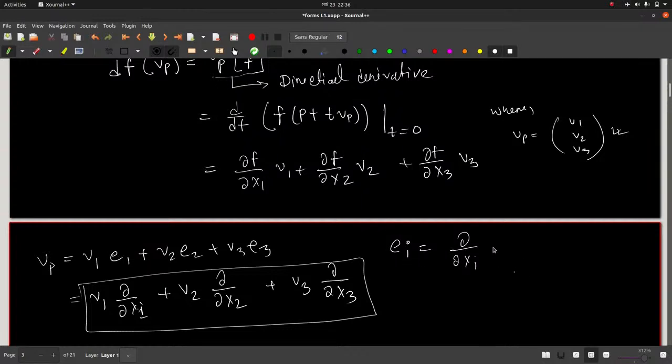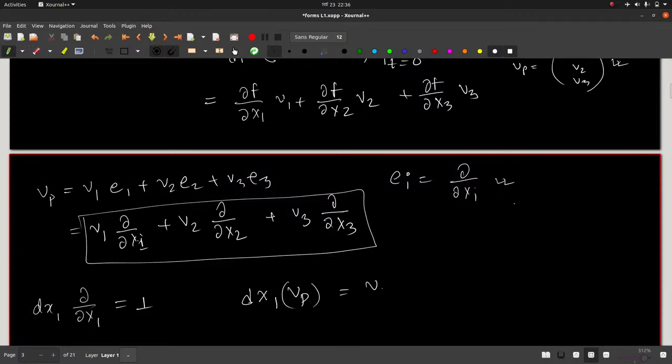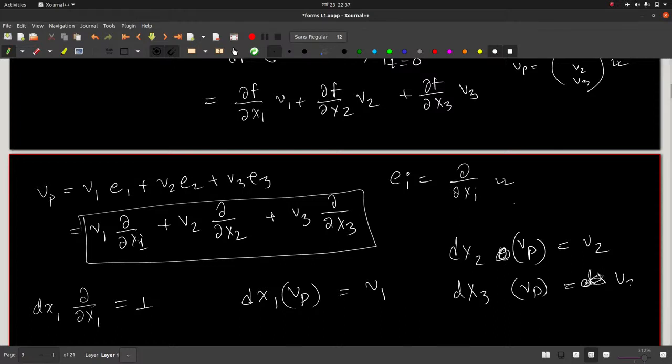Now we use the fact that these e_i's are equal to this, and we also use the fact that dx1 of partial 1 is just 1, and if we act with dx1 on vp, it should only give me v1, right, because it's measuring the projection along the e1 axis. That's what the differential one form does to a vector from a tangent space. Similarly, dx2 of vp would give me v2, and dx3 of vp would give me just v3, right?